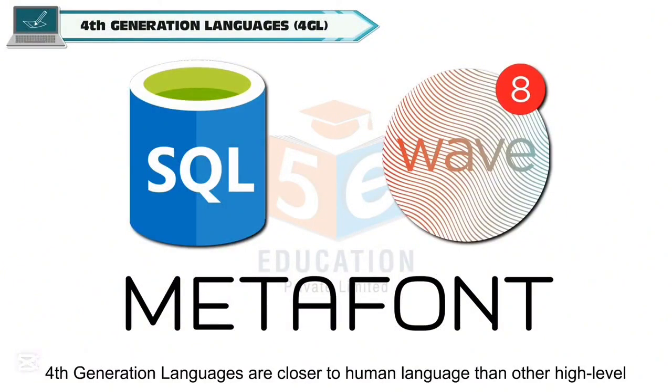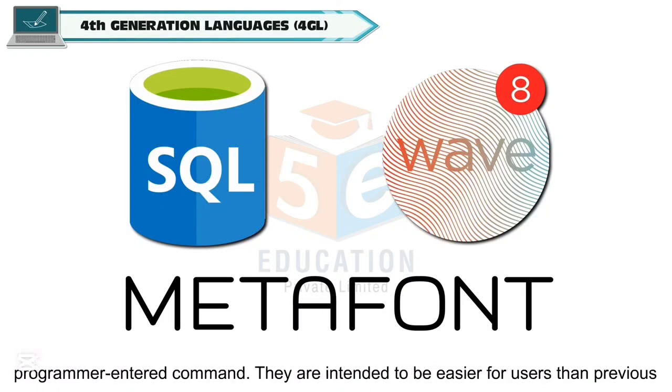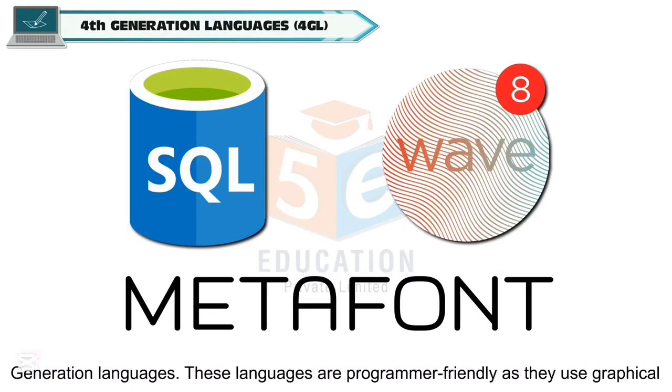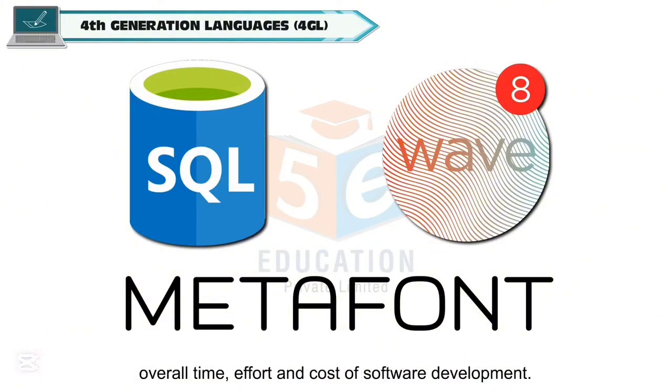Fourth-generation languages. Fourth-generation languages are closer to human language than other high-level languages. They allow multiple common operations to be performed with a single programmer-entered command. They are intended to be easier for users than previous generation languages. These languages are programmer-friendly as they use graphical interfaces, drag-drop, touchscreen support, and icons. 4GLs are designed to reduce the overall time, effort, and cost of software development.